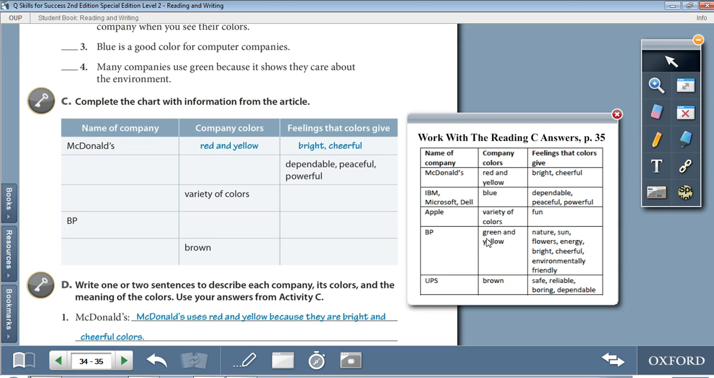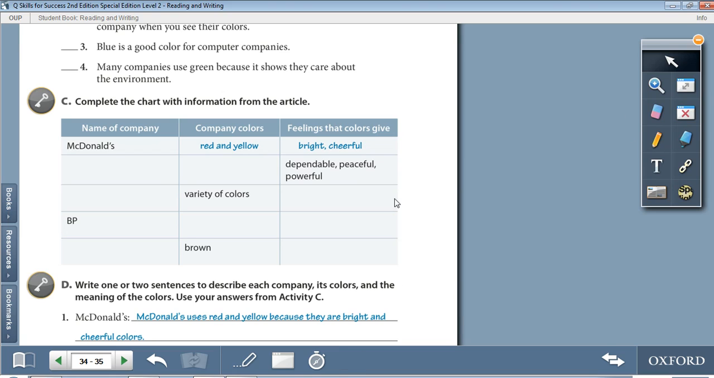Next, BP. Green and yellow. Nature, sun, flowers, energy, bright, cheerful, environmentally friendly. And finally, UPS, brown, and the feelings the color represent are safe, reliable, boring, and dependable.